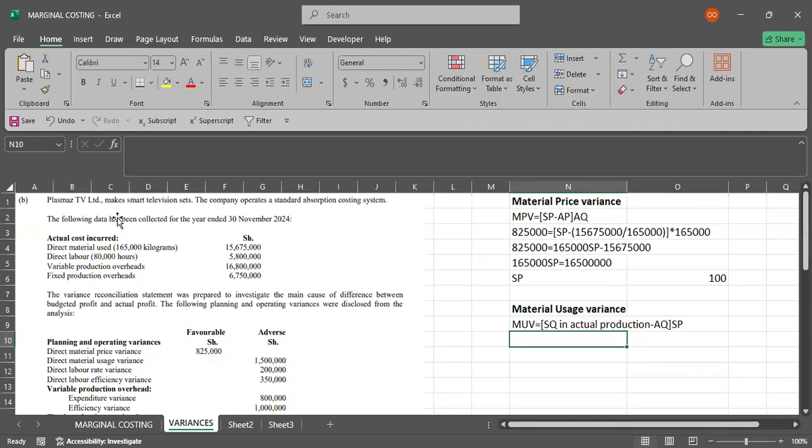I want you to go to the question under variances. What is our material usage variance? Please write the figure down there. What is our material usage variance?